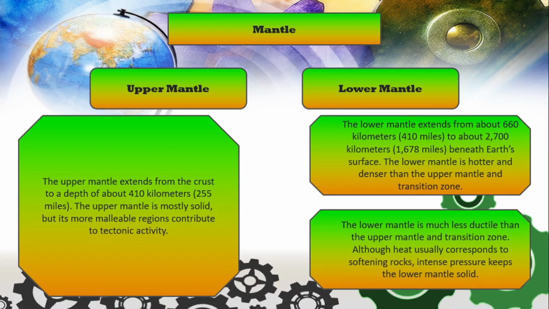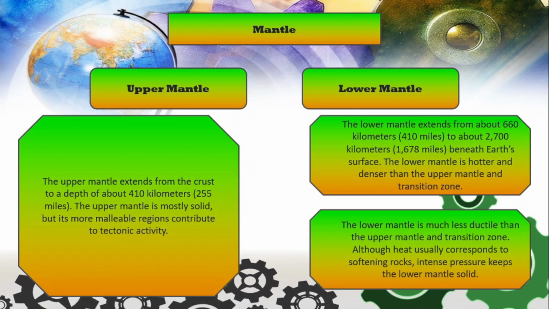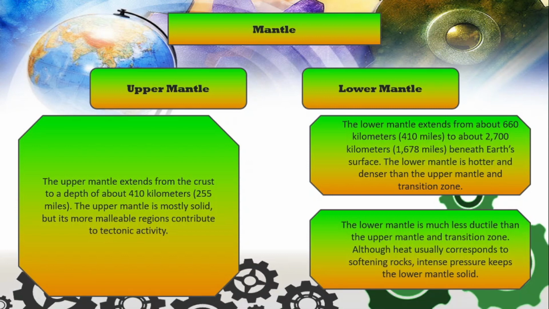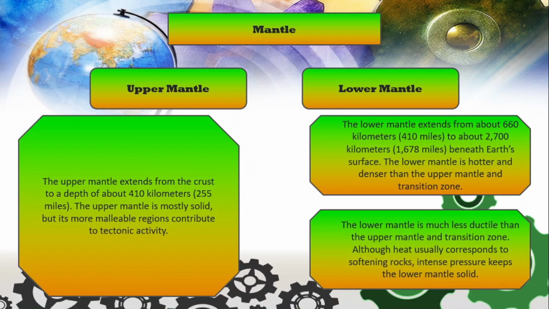The lower mantle is hotter and denser than the upper mantle and transition zone. The lower mantle is much less ductile than the upper mantle and transition zone. Although heat usually corresponds to softening rocks, intense pressure keeps the lower mantle solid.